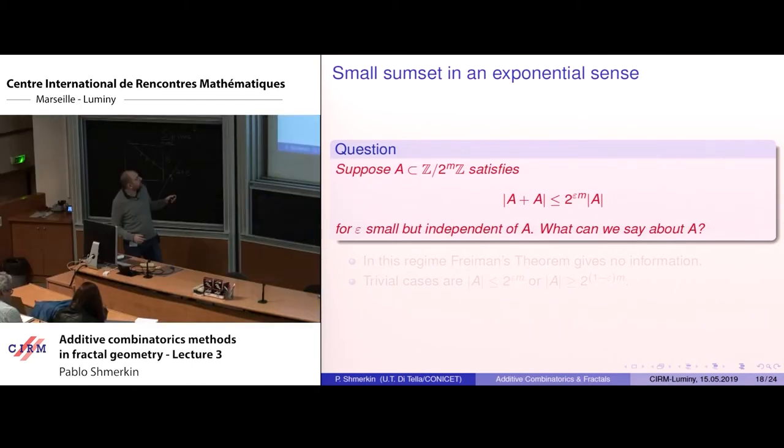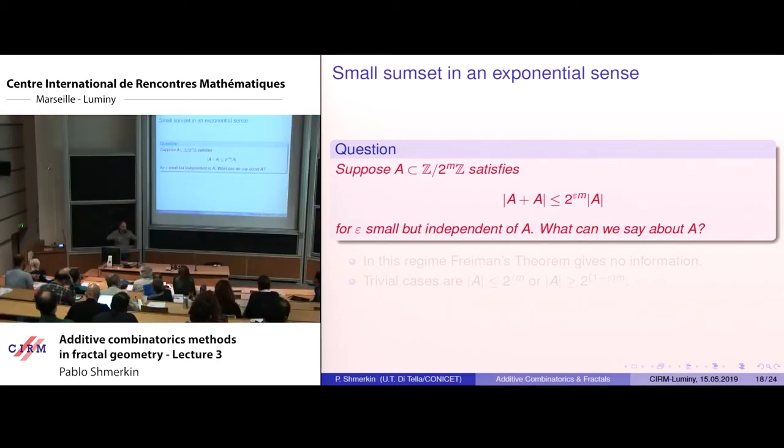So I have a set which is discretized at scale 2 to the minus m. It doesn't really matter that this group is cyclic. So it could be 1 up to 2 to the m, something like this. So it's a set that lives in an ambient space which has 2 to the m elements. And the size of the sum set is a small power of the size of the space. It's 2 to the epsilon m times the size of A. And epsilon is very small, but the point is it is independent of A. It's some very small constant that is given independent of everything. Okay, it's not independent of everything, but anyway, independent of A.